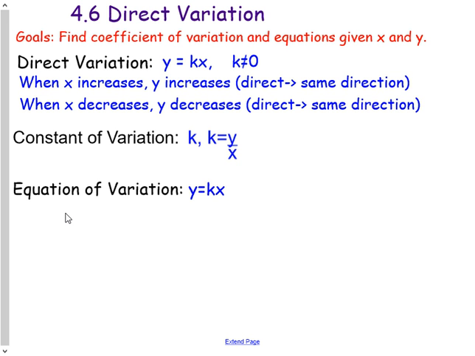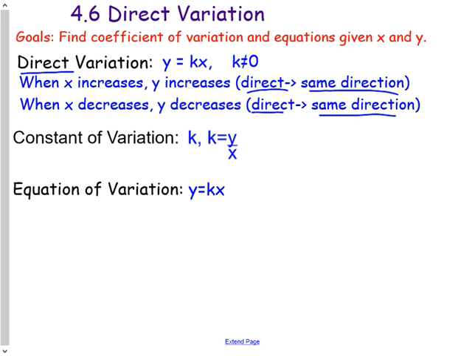Today we are covering the last lesson of chapter 4, 4.6 and 4.8, which is direct variation. Direct variation means that we have two variables going in the same direction. Direct for direction. So if x is getting larger, then y is also getting larger. If x is getting smaller, then y is getting smaller. So again, direct meaning same direction.